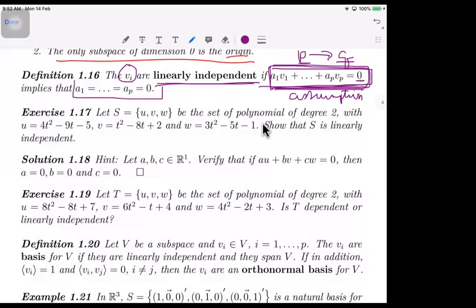we can show that all the constants A_i are equal to 0, then we say that the Vi are linearly independent. Otherwise, if there exists some A_i that is not equal to 0, then we say that the Vi are linearly dependent. So that is the opposite. Because for all means all of them. So if there is just one that is not equal to 0, it means that the Vi are linearly dependent.